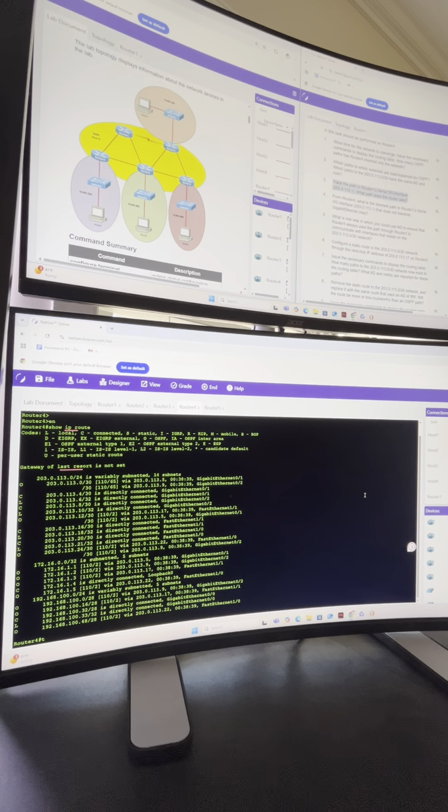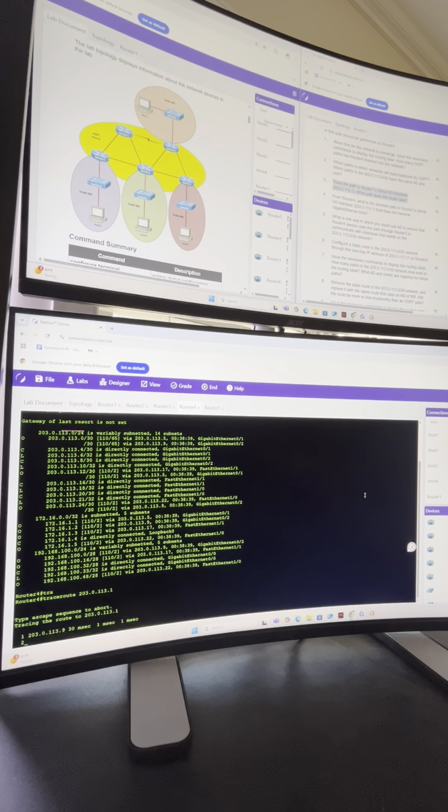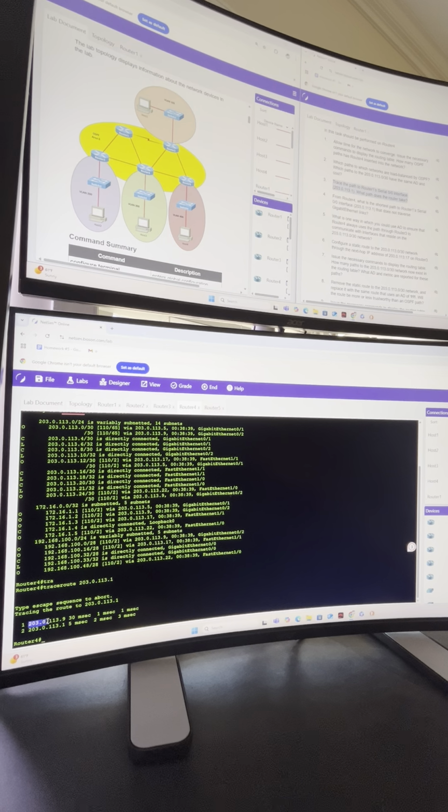So let's do a trace route to 203.0.113.1. And you can see that we took the 203.0.113.9 path. So that is this one right here. And then we got to our last hop, which was to router 1, which has an IP address of 203.0.113.1. So it could have took either this path, which it did, or it could have took this path to 203.0.113.5. But the router decided to take this one right here, which is 203.0.113.9 as the first hop.